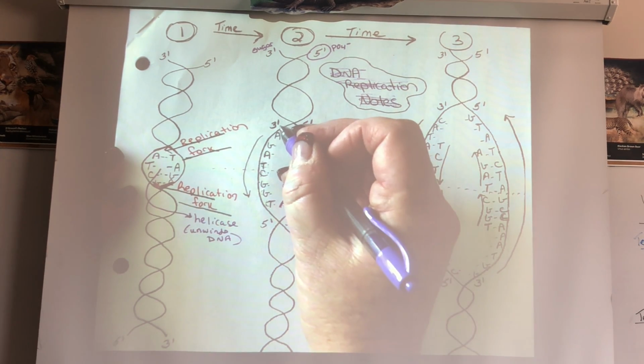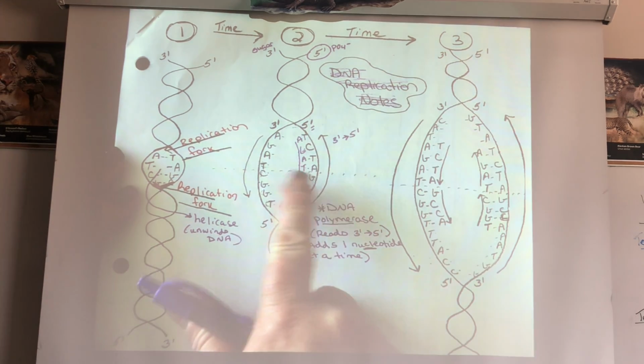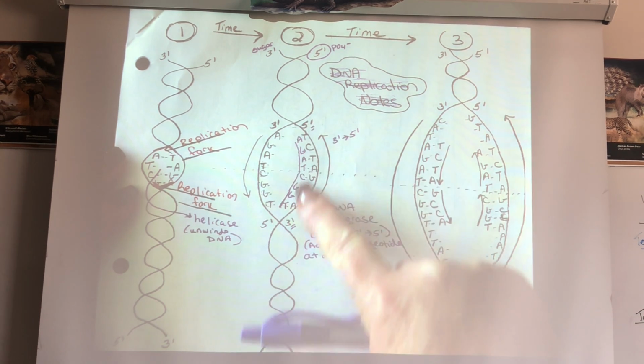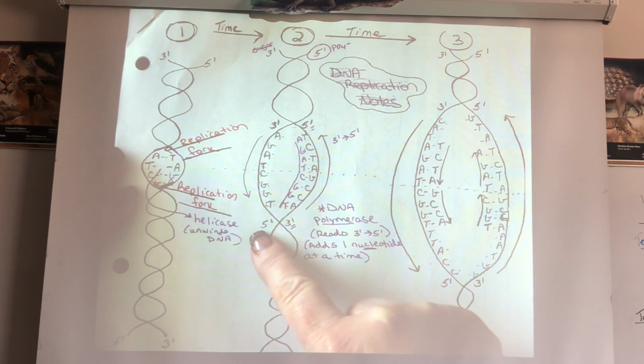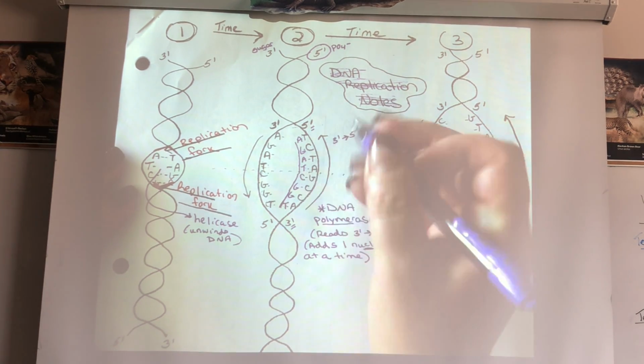So again, 3' to 5' is what it's going to read. So I forgot to mention that again as a review. If it's 3 here, it's 5 here. And if it's 5 here, it's 3 here. Okay, it's called anti-parallel. And that's why it reads in opposite directions.